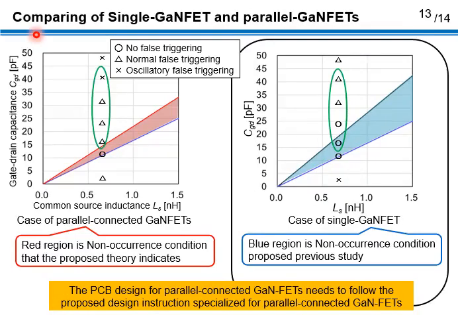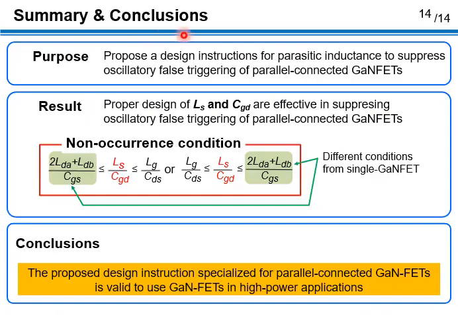Next, we show a comparison between the single GaN-FET and parallel GaN-FETs. The right-hand side shows the experimental results under the same conditions with the single GaN-FET. So, the experimental result in the green circle shows that the oscillatory false triggering is more likely to occur in the parallel connected GaN-FET. Therefore, the PCB design for parallel connected GaN-FET needs to follow the proposed design instruction specialized for parallel connected GaN-FET. Summary and conclusions.